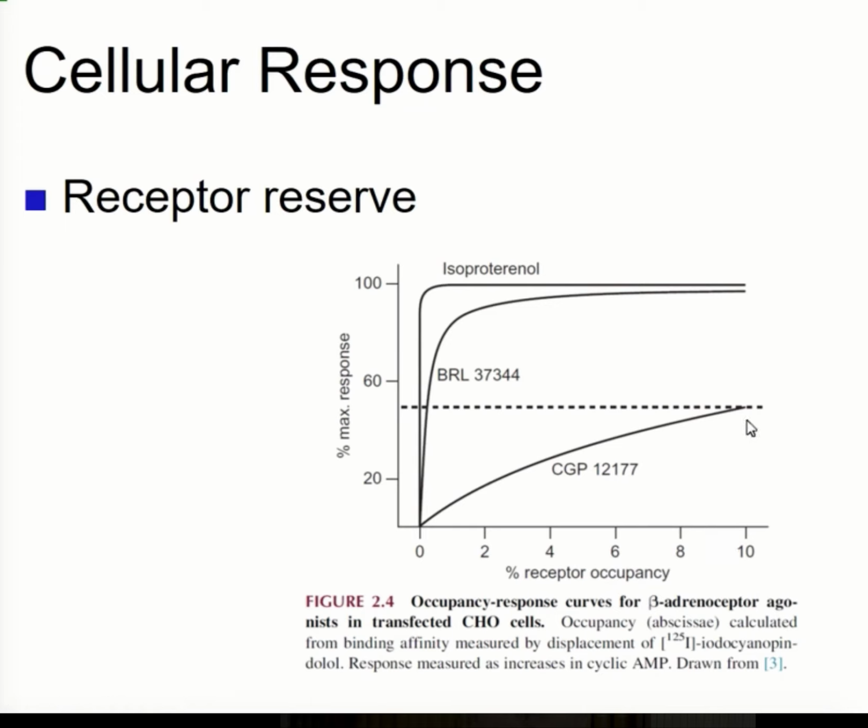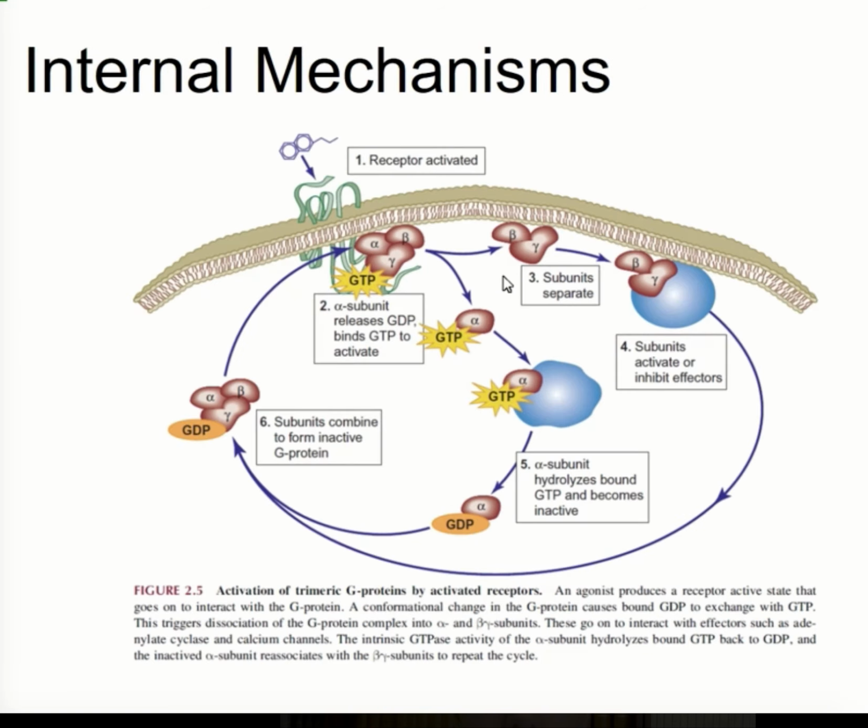And so isoproterenol has a much larger receptor reserve than CGP. For isoproterenol, roughly 99% of the receptors, or even more than 99.9% of the receptors, are extra. They're unneeded, and so they are the receptor reserve. Another thing that influences the response due to cellular mechanisms are internal mechanisms. And so this figure is showing the response with G proteins and G protein coupled receptors.